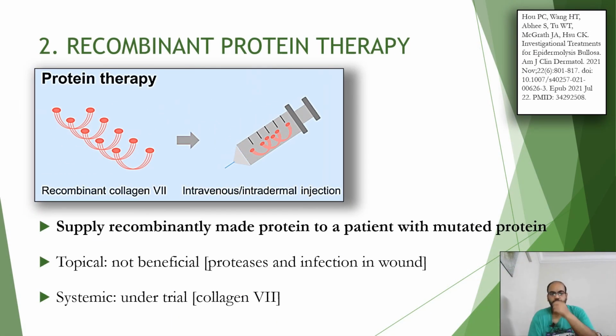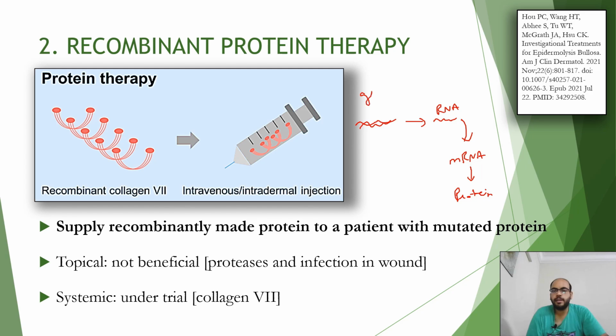In recombinant protein therapy, you directly supply the protein. So what exactly happens is, let's say you have a gene, this will form an RNA, this will form an mRNA, and this will form a protein. So in gene therapy, you are actually supplying the gene. But in recombinant protein therapy, you form the corrected protein inside the lab and directly supply the protein.